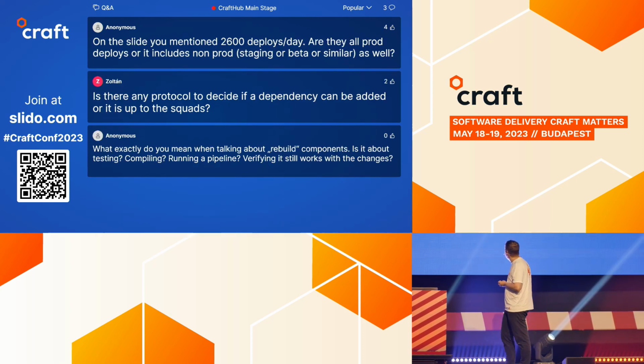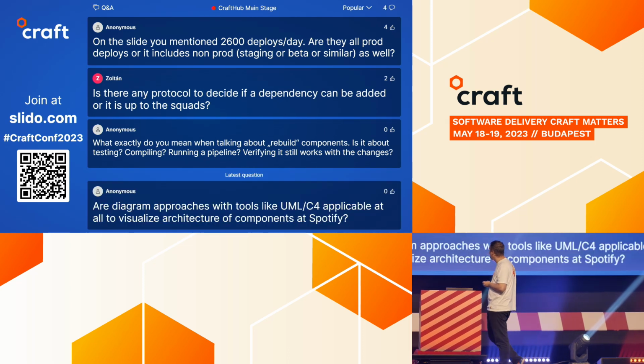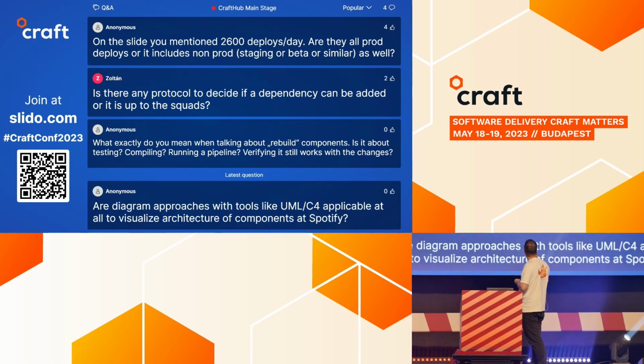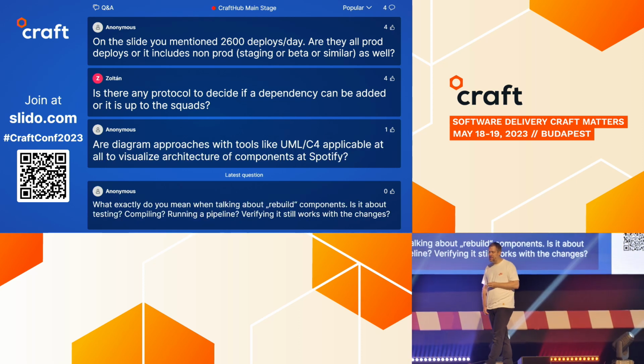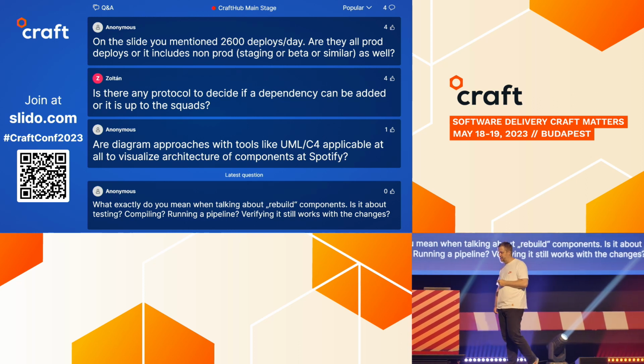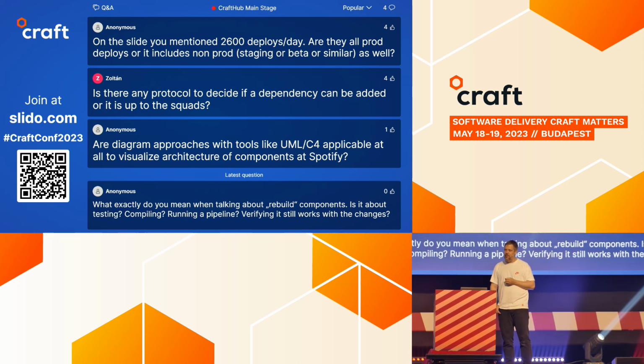Anonymous is back with another question. On the slide, you mentioned 2,600 deploys a day. Are they all prod deploys, or does it include non-prod, staging or beta or similar as well? Great question. Yeah, so they're all production deploys. In fact, I don't know if this is provocative or not, but we basically do not have a staging environment, and we don't believe in having a staging environment.